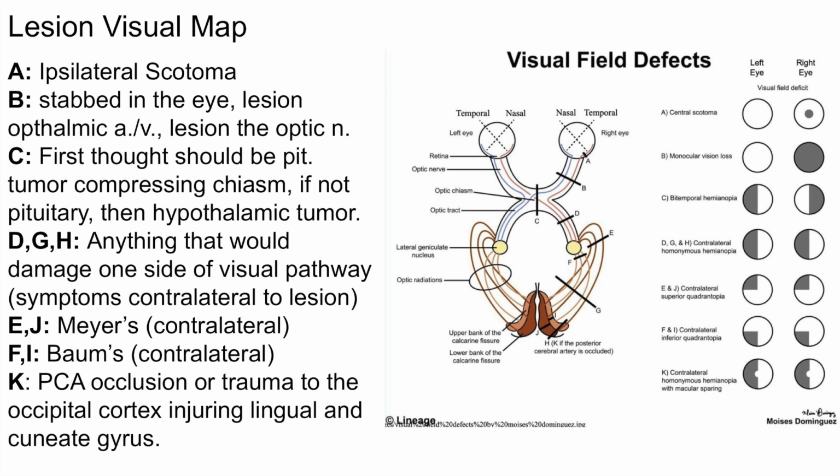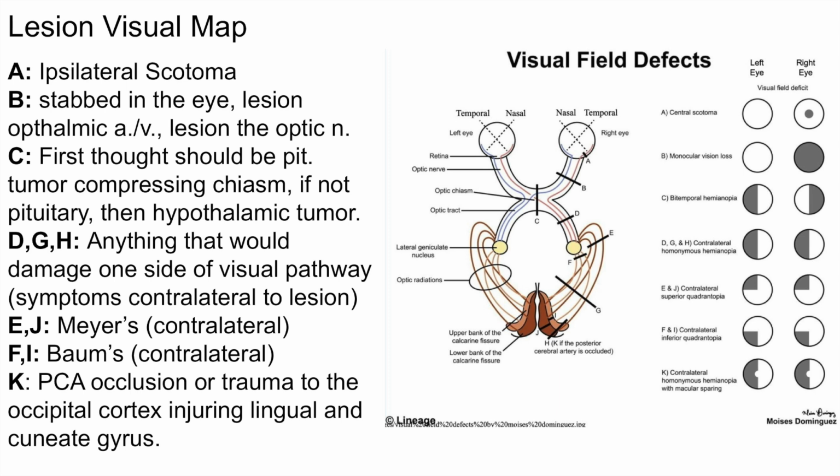Now, refine it with the radiations. We have E and J, okay? So that's going to be your Meyer's loop to the temporal lobe, and these carry the superior visual field. So lesions here give that contralateral superior quadrantanopia, your classic pie in the sky. So temporal lobe stroke, tumor, or surgery complication, you want to be thinking Meyer's, right? F and I are going to be Baum's loop, right, on the parietal lobe. All right, so these carry the inferior visual field. So lesions give contralateral inferior quadrantanopia or pie on the floor, which is because of that parietal involvement, you're going to have that lower quadrant gone.